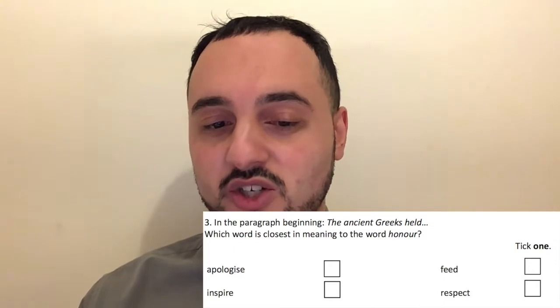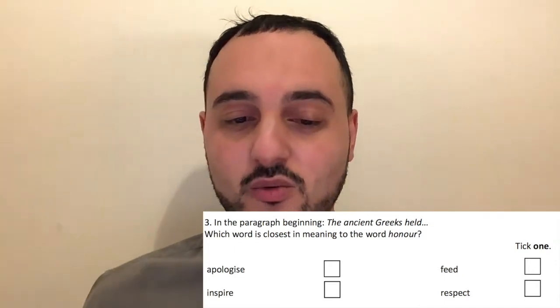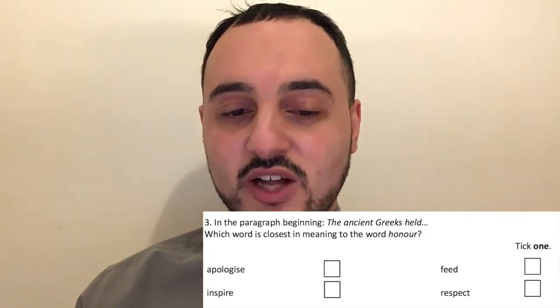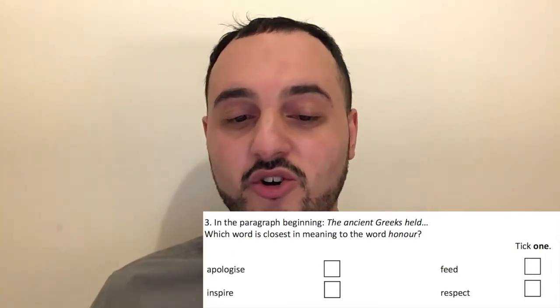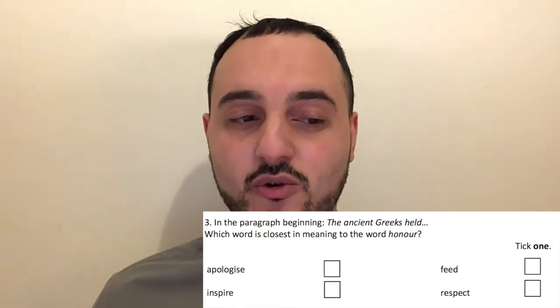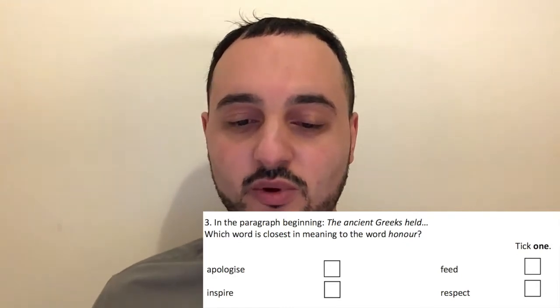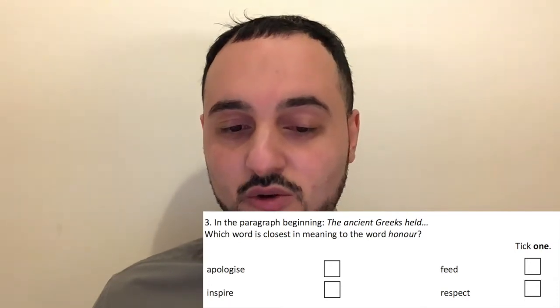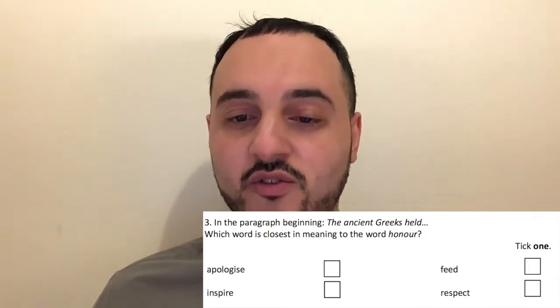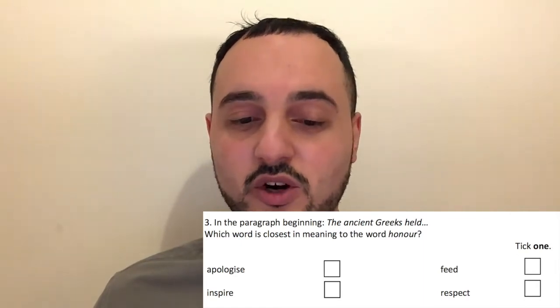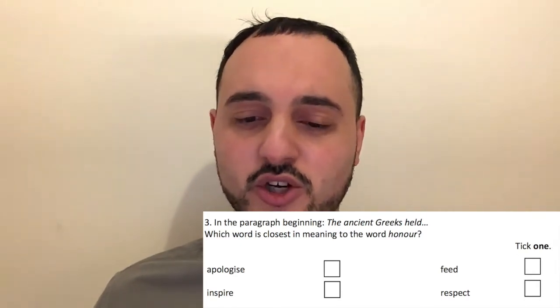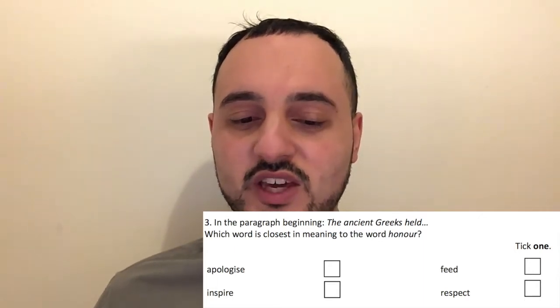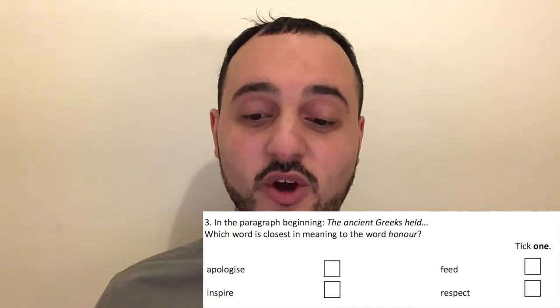Number 3. In the paragraph beginning, the ancient Greeks held, which word is closest in meaning to the word honour? Is it apologise, feed, inspire, or respect? So what does honour mean? Let's look back at that paragraph. Right there at the bottom, the ancient Greeks held many festivals in honour of their gods. So again, if I replace each word: the ancient Greeks held apologise for their gods, no. Feed for their gods, no. Inspire for their gods, no. The ancient Greeks held respect for their gods. Respect is the word, isn't it? So tick respect for that one.